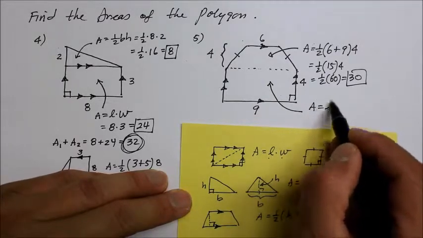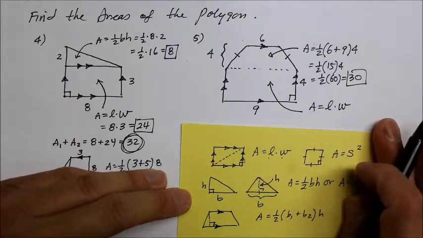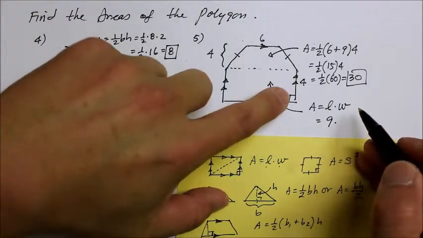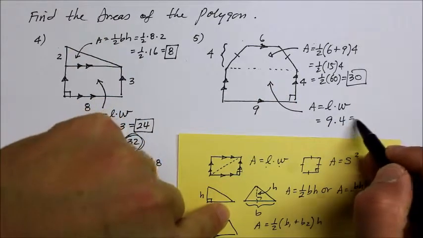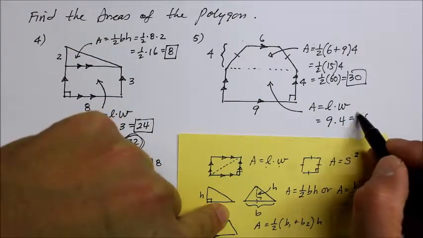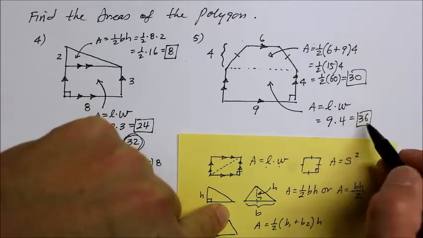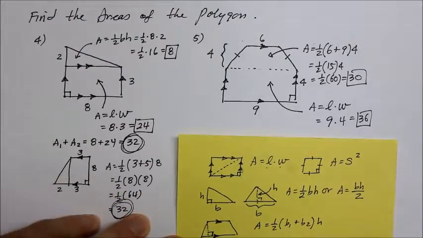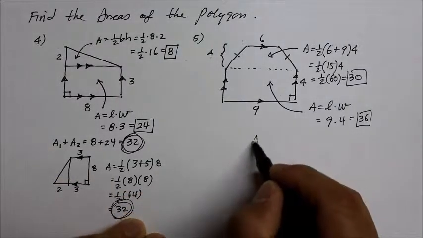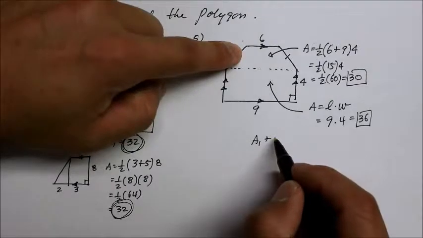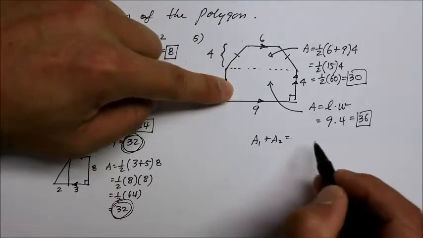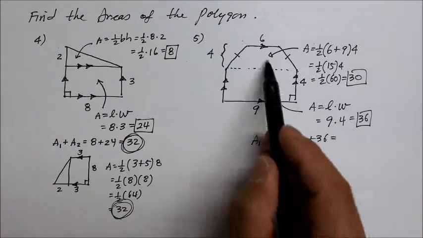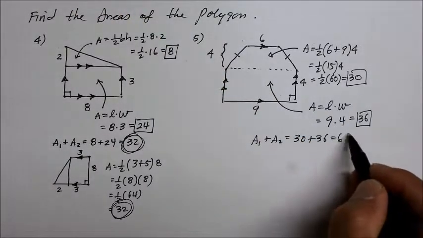Here, the area is simply length times width. Okay, this one's going to be a breeze. The length is given as 9. The width is 4. Combine them, you get 36. We have 2 separate areas. What do you do with those 2? You add them for a total area of the mixed polygon. So you get area 1, which is the trapezoid, plus area 2, which is a rectangle. And when you add them, you get 30 plus 36. So the total area of the combined polygon is 66.